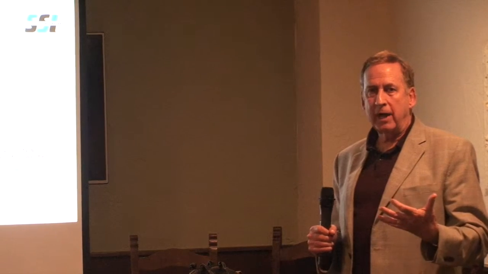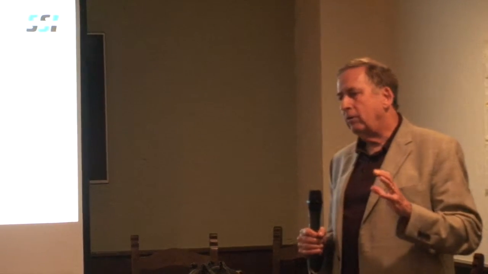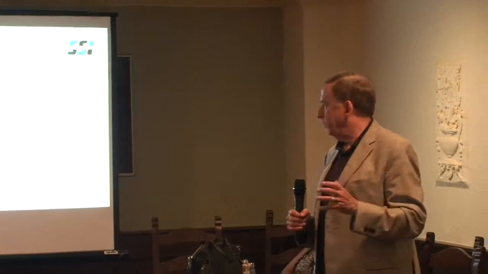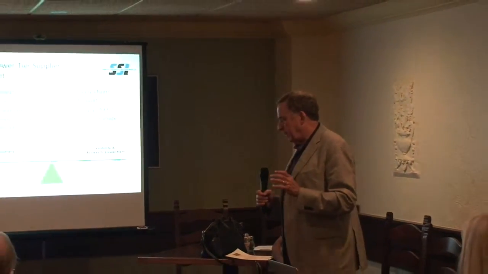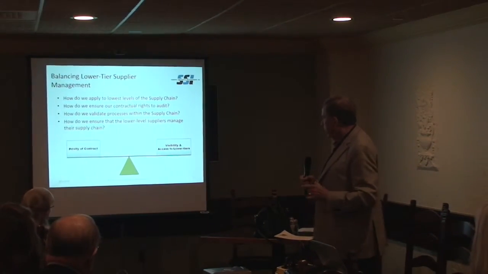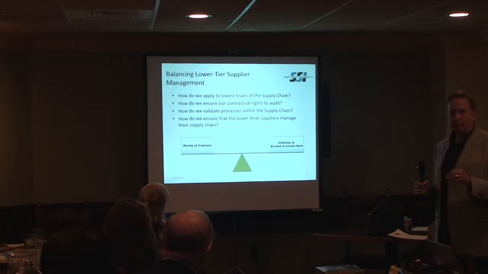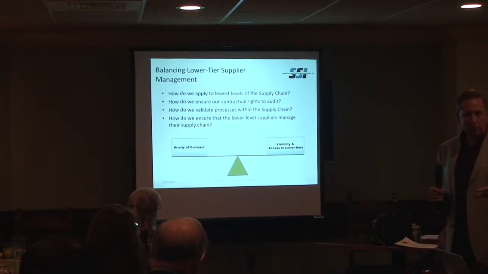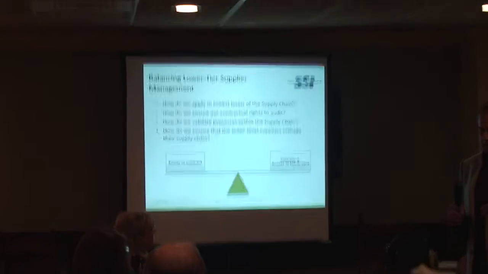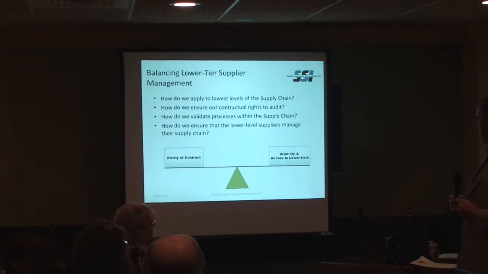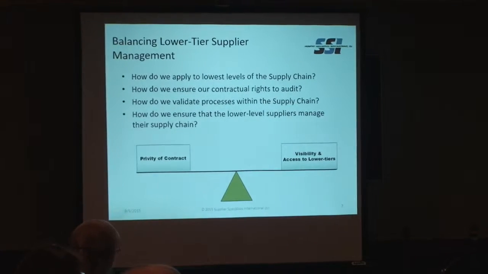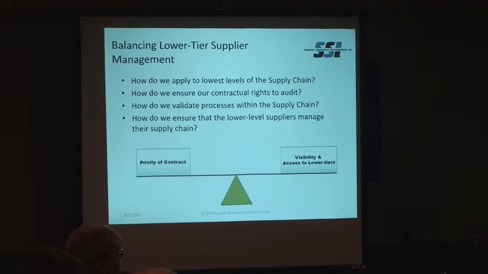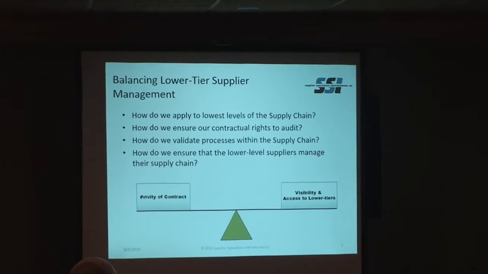So now let's talk about how do you balance, if you're, say, a prime contractor, how do you balance the control of your supply chain? And so we've got this seesaw. On the left side, you have this doctrine of privity of contract, which means you can only control the company that you wrote the contract with. On the other hand, you need to have the full visibility as to what's going on in that supply chain.